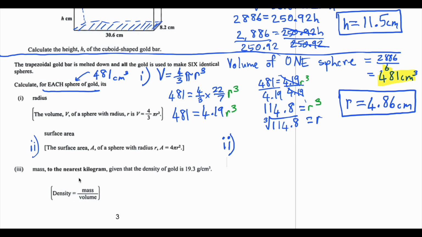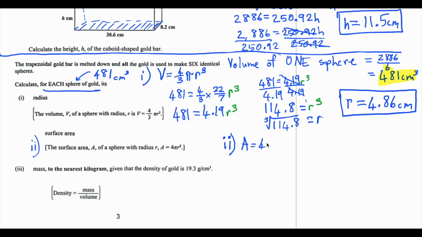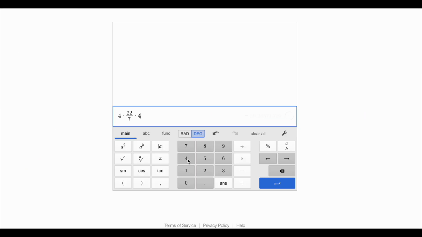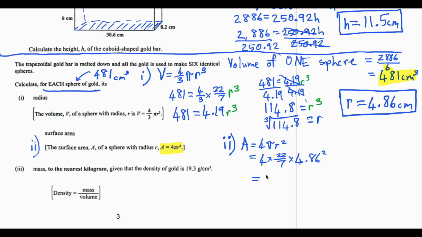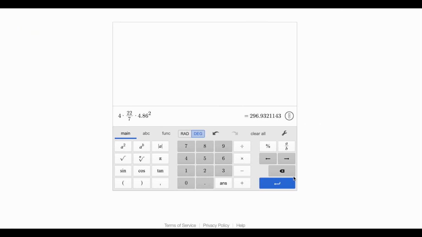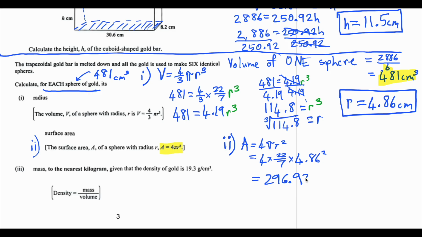And once you get that, you could jump straight into this here. So it says the surface area is equal to 4 times pi times r squared. So what I'll do is 4 times the 22 over 7 multiplied by this 4.86 squared. All right, so when I work that out, times 4.86, the square. So 296.93. You guys left it to 2 decimal places? Yes. Lovely. All right, good. So we're on the same page then.